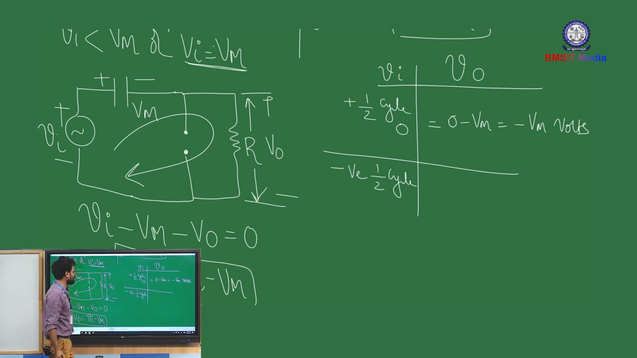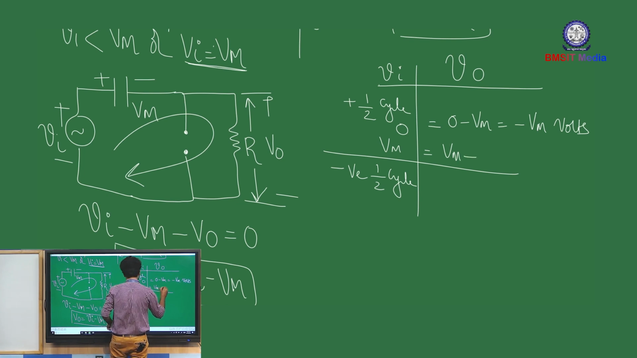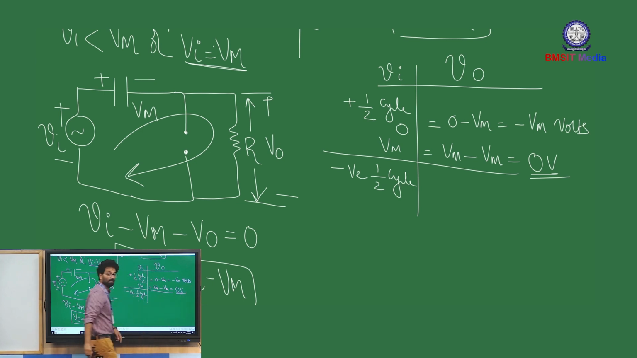On the other hand, when your input rises to positive maximum Vm, your output becomes Vi minus Vm. So what is the value of Vi? Vi is Vm, so Vm minus Vm is equal to 0. That's the status of the positive half cycle of the output. And let us see what will happen to the output when we consider the negative half cycle of the input.